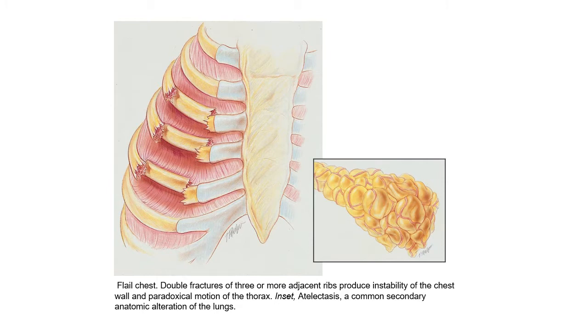The image shows a flail chest with double fractures of 3 or more adjacent ribs, the hallmark of a flail chest. This produces instability of the chest wall and paradoxical motion of the thorax. Inset to the side is atelectasis of the alveoli, which is a common secondary anatomic alteration of the lungs.